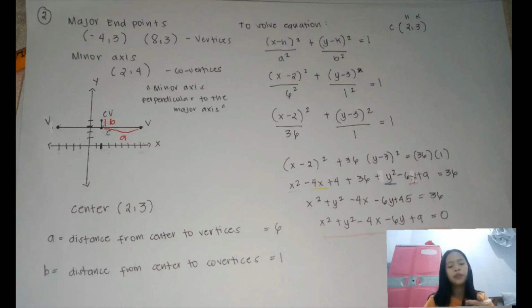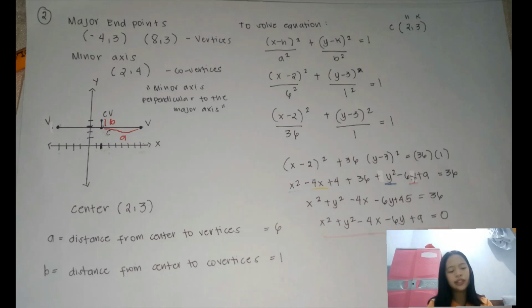To simplify it, we need to do cross multiplication. So 1 times x minus 2 squared and 36 times y minus 3 squared. So equals to, and we need to multiply the denominator kasi ayun yung magiging LCM nila.